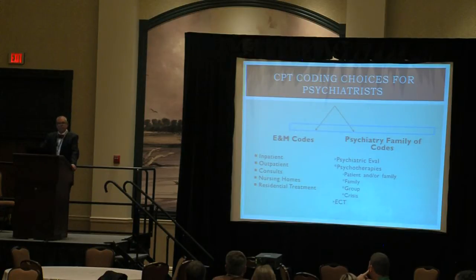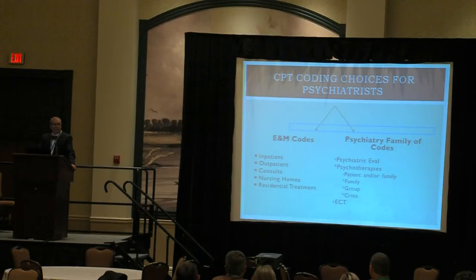So in the new nosology, there are two general choices for psychiatrists or psychiatric nurse prescribers. You can bill off the E&M codes, which are site-specific by inpatient, outpatient, consultation, nursing home, and residential treatment. Or you can bill off the psychiatry family of codes. E&M codes are used across all medical specialties. They're agnostic to specialty. The psychiatry code includes a specific evaluation code.